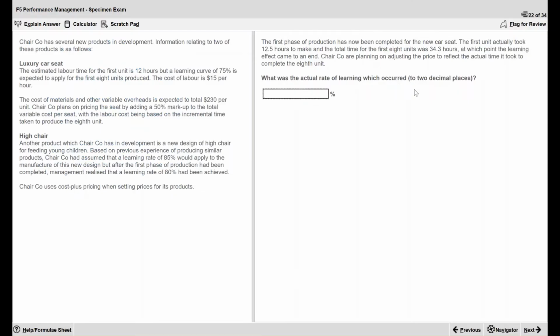So when I put this figure in the calculator, R becomes 0.70. 0.70 would equal 70%. So the actual rate of learning is 70%. We could write that in the answer now. They said, what was the actual rate of learning to 2 decimal places? So remember, they're asking for a percentage. Don't write 0.70. So 70.00 up to 2 decimal places, they said. It is exactly 70, but we still have to write 70.00.